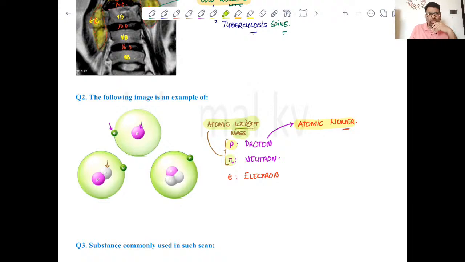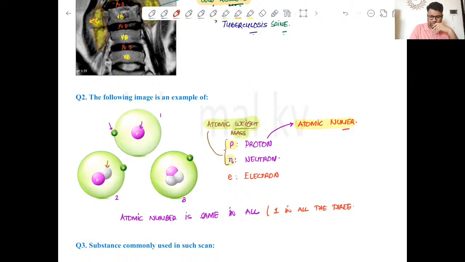Now in this particular image, you can see that out of these three forms, the atomic number is equal in all. So the atomic number is the same in all, and the atomic number of all the three is 1. So 1 in all the three.